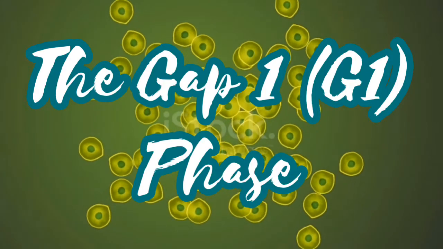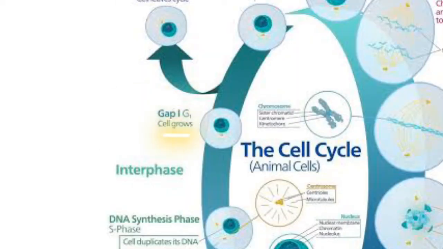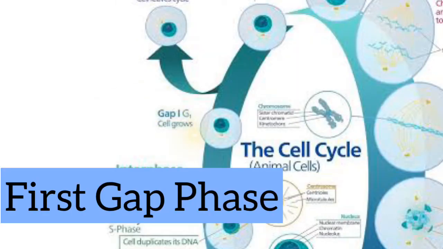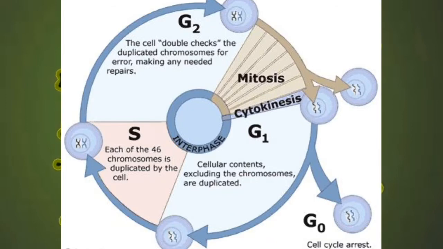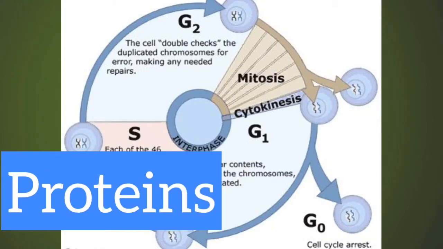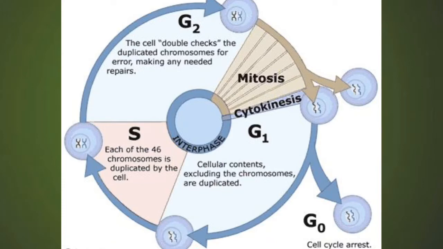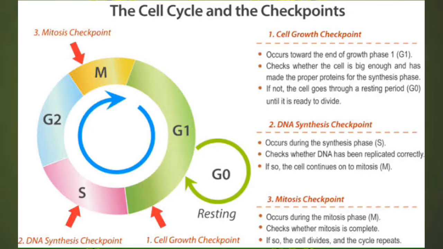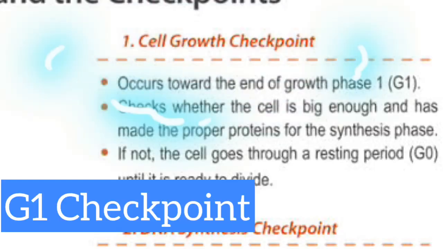Gap 1 or G1 phase. It is also termed the first gap phase. In this phase, the cell starts growing and enlarges physically. It forms copies of organelles, produces all the necessary molecular building blocks such as RNA, and also synthesizes proteins that are essential in later stages. At this point, a control mechanism is activated to ensure proper DNA synthesis. The control mechanism is termed the G1 checkpoint.